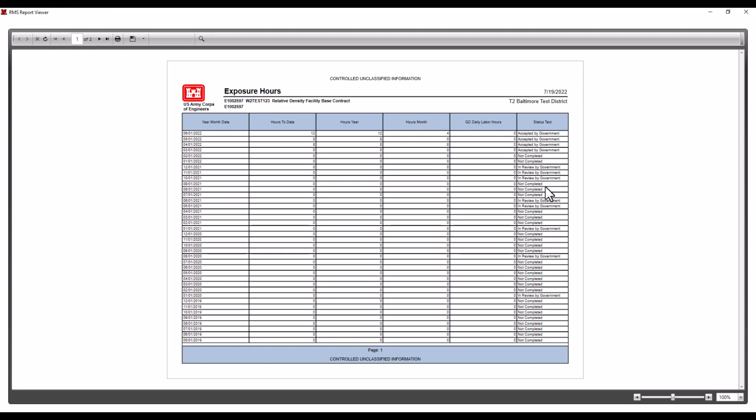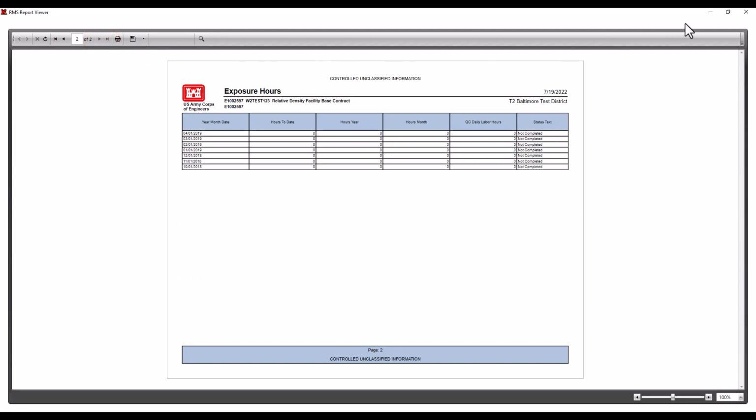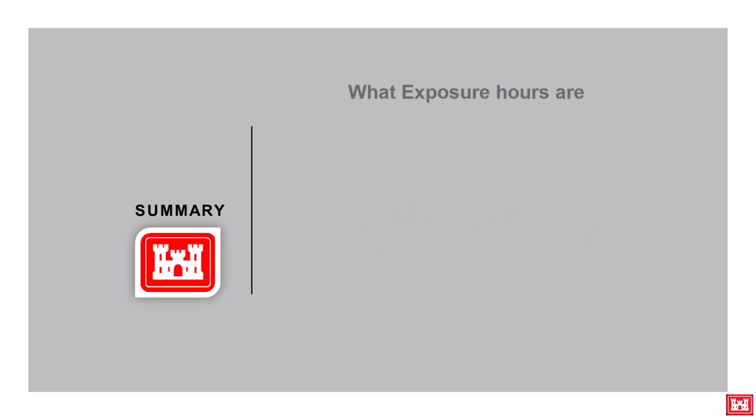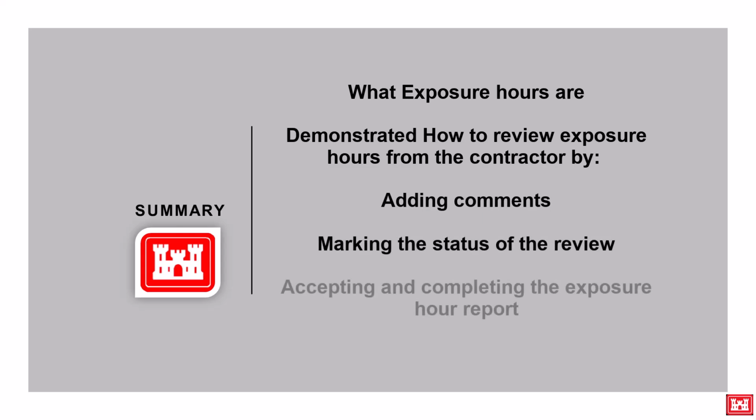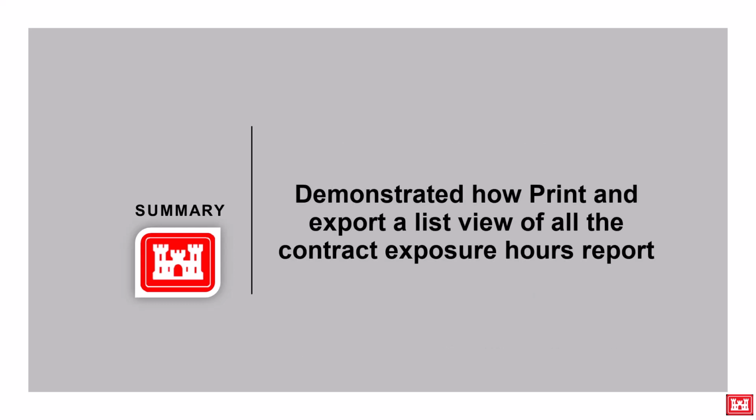The accuracy of this report is highly dependent on the accuracy of the data that the contractor has entered in both the exposure hour reports and in the QC daily reports. In summary, we discussed what exposure hours are, demonstrated how to review exposure hours from the contractor by adding comments, marking the status of the review, accepting and completing the exposure hour report, and rejecting the exposure hour report. We also demonstrated how to print and export a list view of all the contractor exposure hour reports.